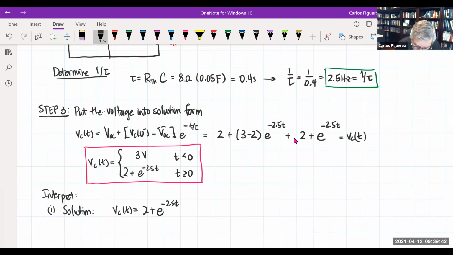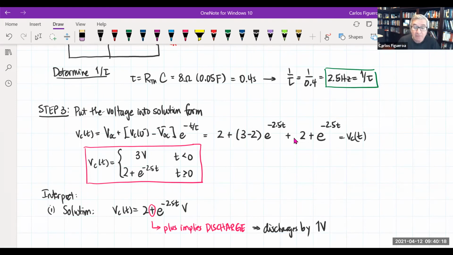Of course, volts. So the first thing that's important to note here is that's a plus. Plus implies discharge. And what do I mean by discharge? What this tells us is that it discharges by 1 volt. And you know what? I'm going to come back and erase and add one more thing. This is 1 times e to the minus 2.5t. Sorry for that. Because note that 1 tells me that it discharges by 1 volt. So that means it's going from a higher initial value to a lower final value.